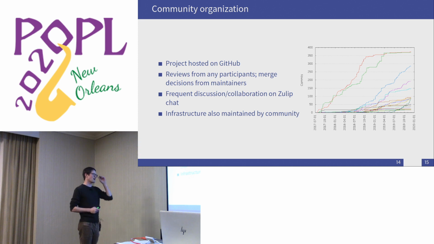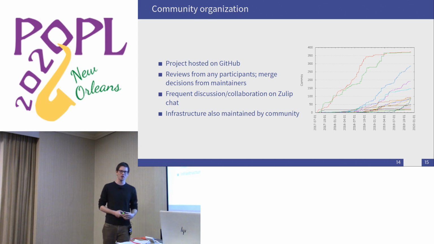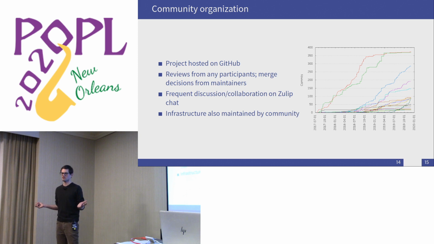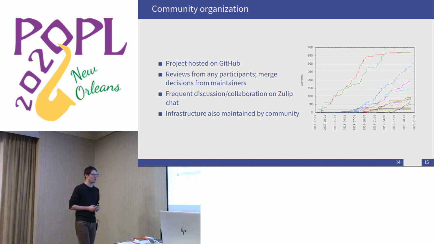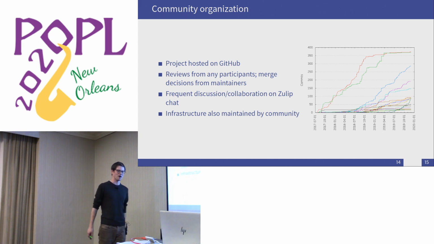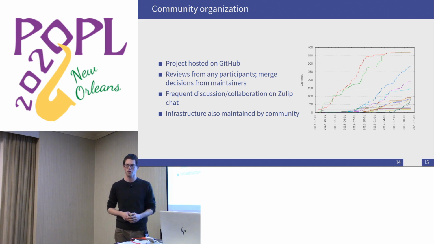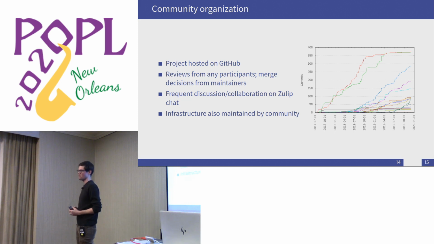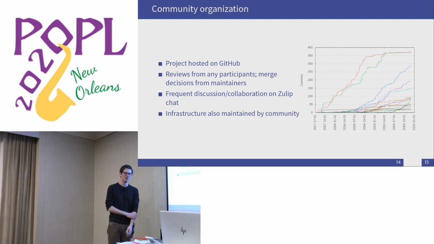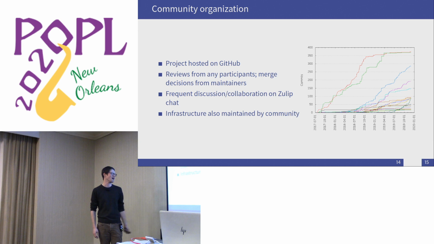So my last couple slides are about the community organization of the project. I mentioned we have 74 contributors, 13 maintainers. This is not a strict hierarchy. The project is hosted on GitHub, and we encourage anybody to comment on and review pull requests. The maintainers have the final say over what gets merged, but it's supposed to be a discussion among everybody involved. And there is very frequent discussion and collaboration on the Zulip chat room. Everybody is welcome to visit. We don't only discuss Lean.